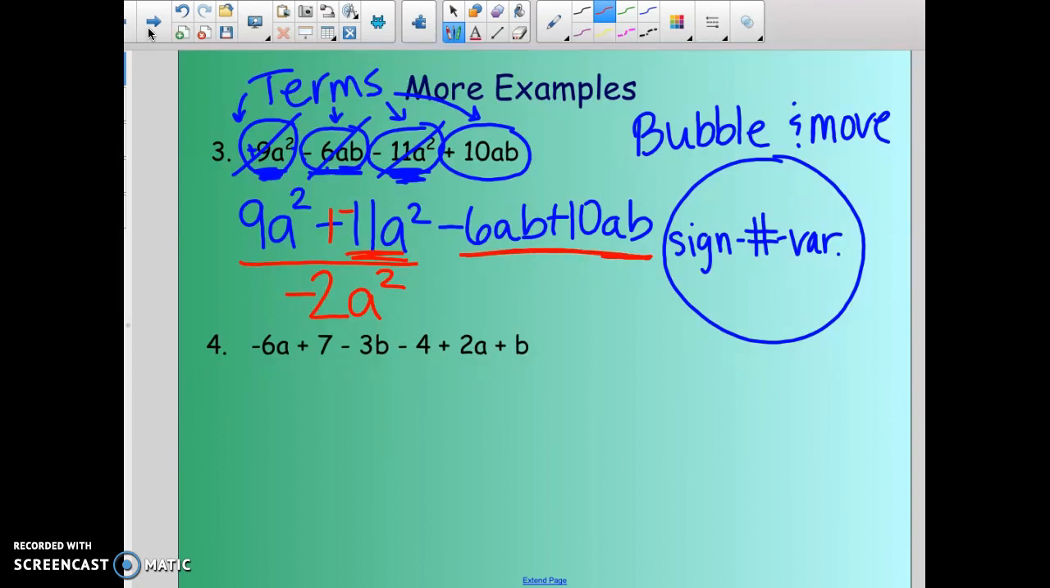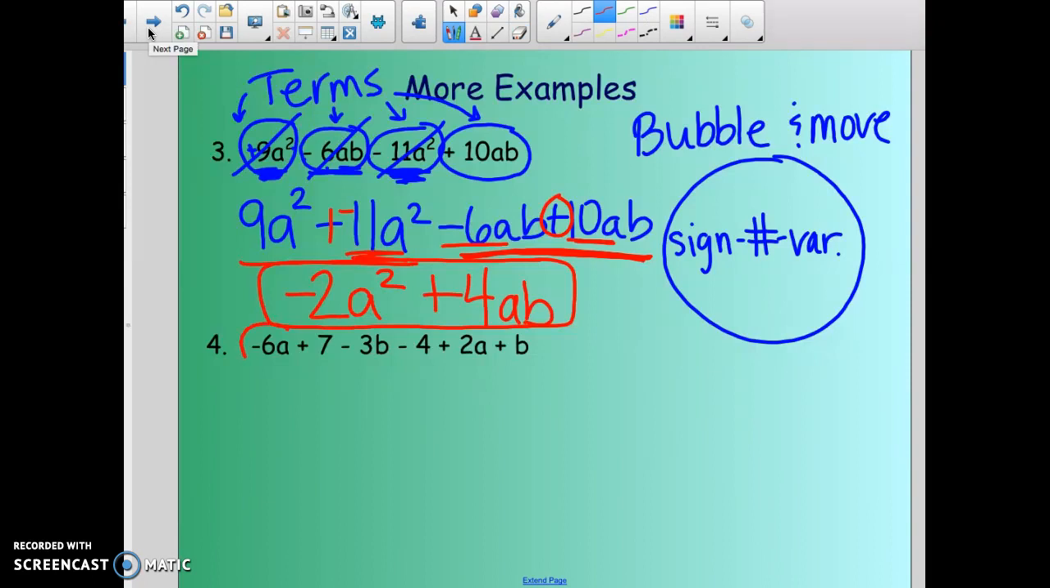Then you have negative 6ab plus 10ab. They are different signs, so we subtract. We will get 4ab, and it is a positive because 10 is positive and it's bigger. That is your final answer. You cannot add those together because negative 2 has the a to the second power, and 4 has a, b. I was looking at number 4.